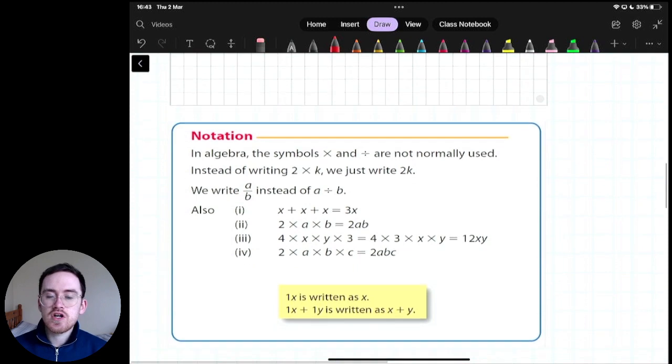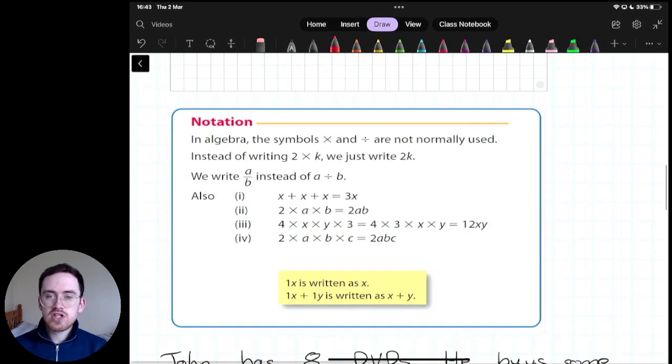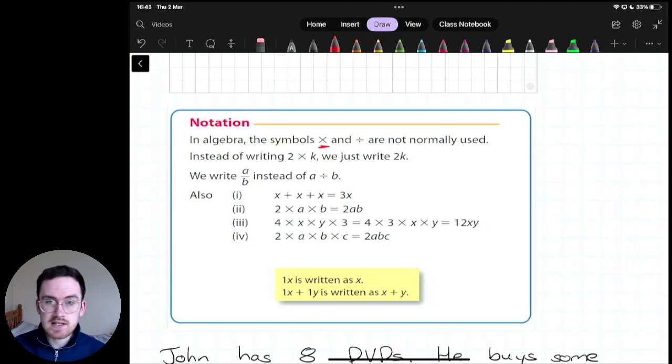Notation wise, in terms of algebra, we don't generally use the symbol for multiply and divide. Okay, and it's fairly straightforward. A lot of the time we don't use the symbol for multiply because the symbol for multiply looks too much like an x. Now we will see that we maybe write our x's slightly differently, or I'll definitely write them slightly differently here than just a normal x, but it just keeps it really, really clear, and it keeps it a lot cleaner as well.